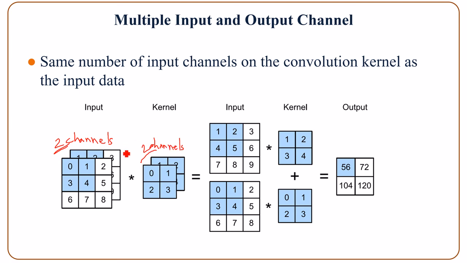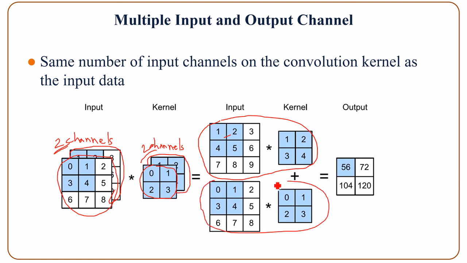Then the convolution happens between the first channel of the input and the first channel of the kernel, which is here. And also between the second channel of the input and the second channel of the kernel, which is there. And then we sum the results together element-wise, and eventually this is what we get.